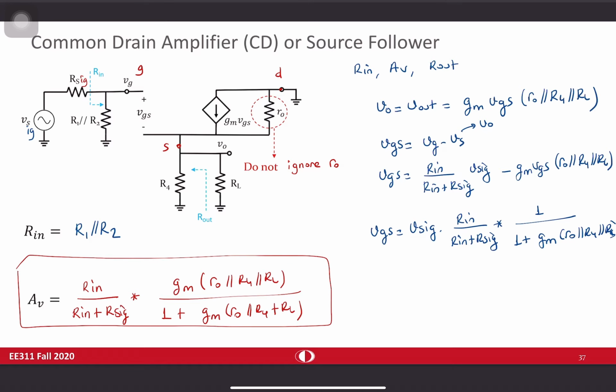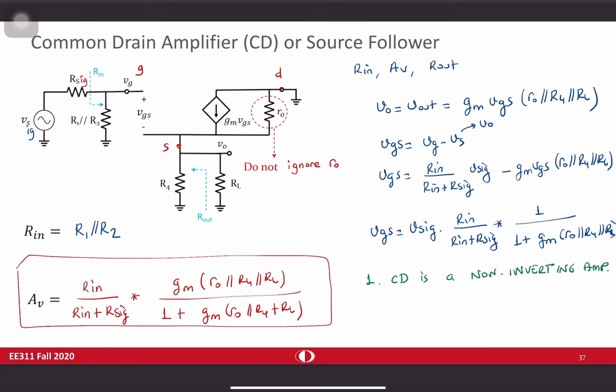And the result is interesting in different terms. Like, first of all, it's positive, which means that the common drain amplifier is a non-inverting amplifier. So input and output are at the same phase. So the first thing that we should notice from this result is that common drain is a non-inverting amplifier. Input and output will have the same phase.